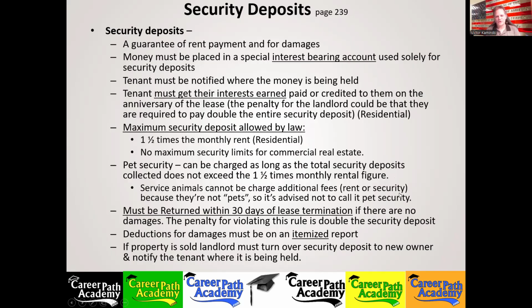I shouldn't say "or security," because security they could, because you could charge anybody security. So you cannot charge additional rent or fees. Let me update that slide to just say rent or fees. There you go. Because they're not pets, so it's advised not to call it pet security. Cannot be charged.